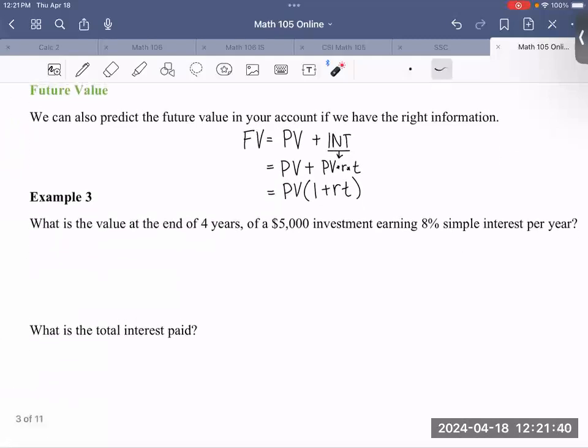So in example 3, it says, what is the value at the end of 4 years of a $5,000 investment earning 8% simple interest per year? Now, one thing I will point out, some of my students who are now taking their final are starting to study for the final. They're starting to forget some of the simple things. Make sure you're looking for keywords like simple interest, or in our later sections, if they don't say anything about compounding or payments or deposits, you're just working with something that is just basic.